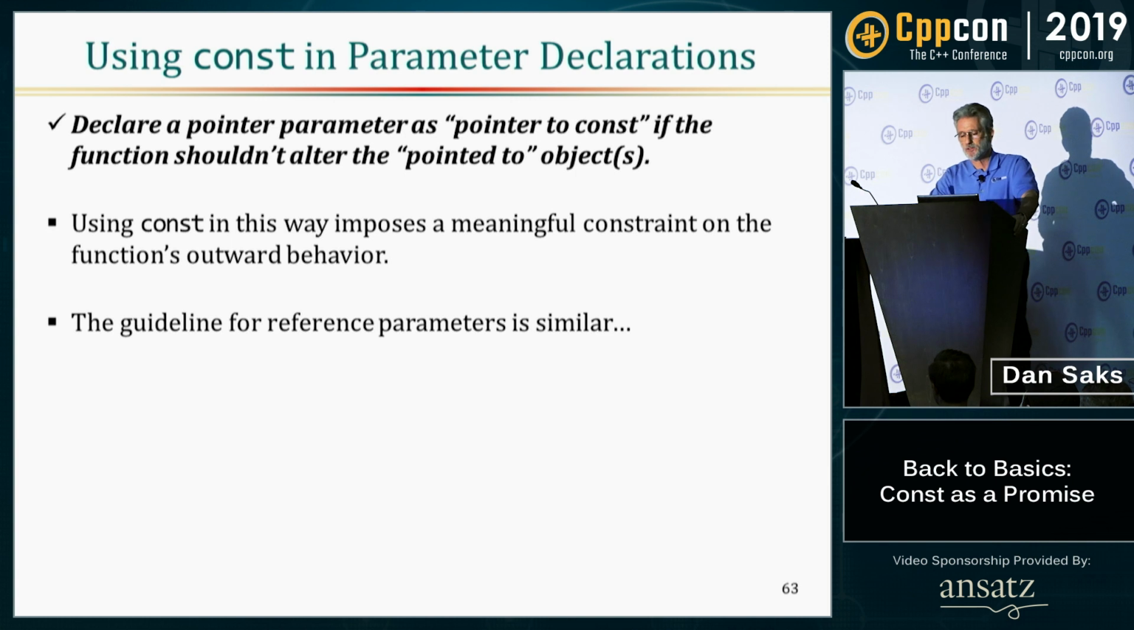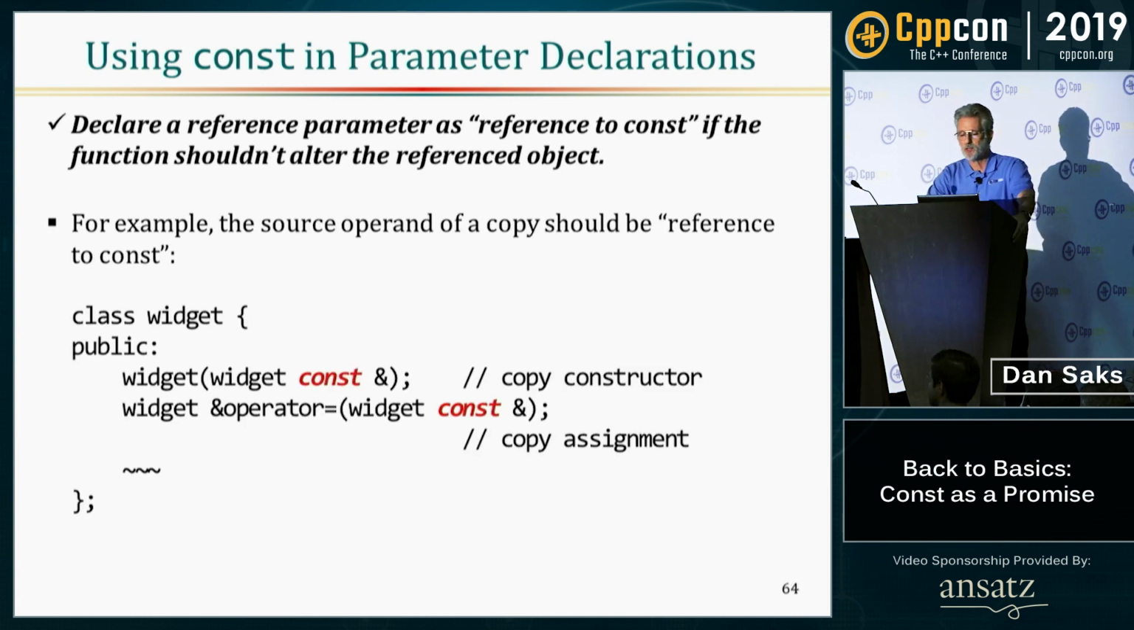The guideline for references is similar. It's declare a reference parameter as reference to const if the function shouldn't alter the referenced object. And we see abundant examples of this in common class member functions like copy constructors and copy assignment operators. It's exceedingly rare, I hate to make an absolutist statement, but you don't really want these to be destructive copies, which is what you would get if you took the const off there. The potential that the source operand would be modified by copying it.